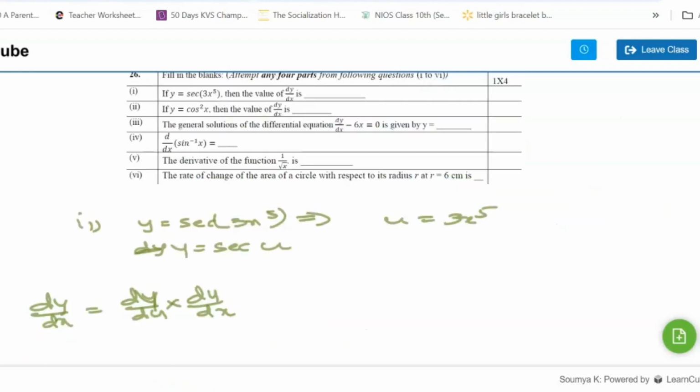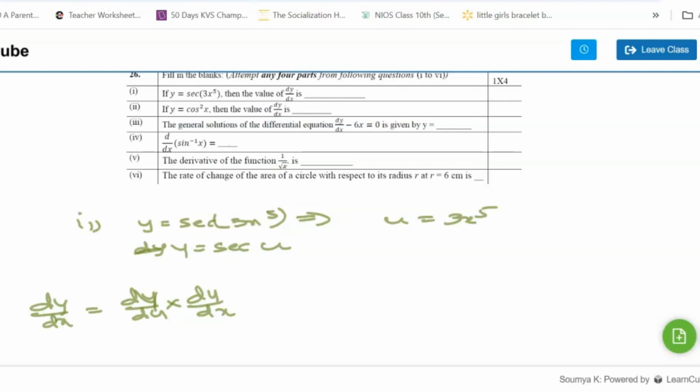The 26th question is filling the blanks, attempt any 4 parts. Even though it is filling the blanks, it takes some time to do the questions. Now the first question is differentiation. So y is equal to sec of 3x raised to 5 is given. Then you have to find the value of dy by dx.